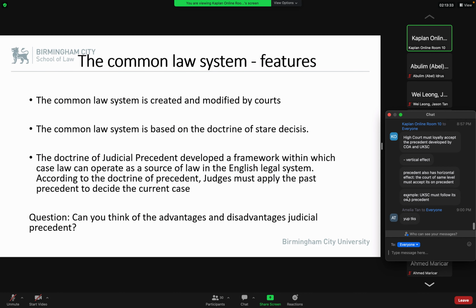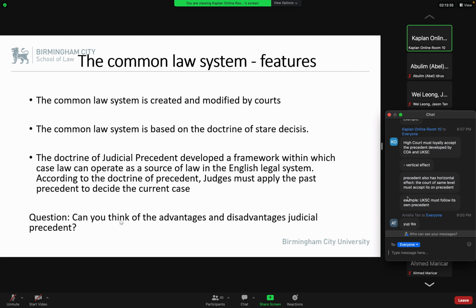Okay, all right. So now you see I have a question here for you. Can you think of the advantages and disadvantages of judicial precedent? Because I want you to reflect, okay? If the common law judges had the power to develop laws, why did they constrain themselves to the doctrine of precedent? It's something that we need to think about. We need to reflect on this. Am I right?